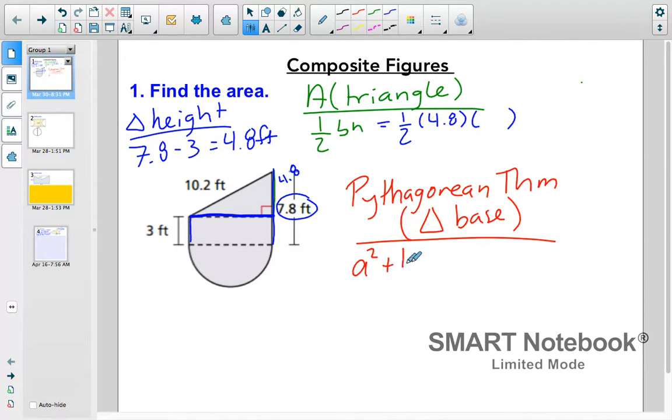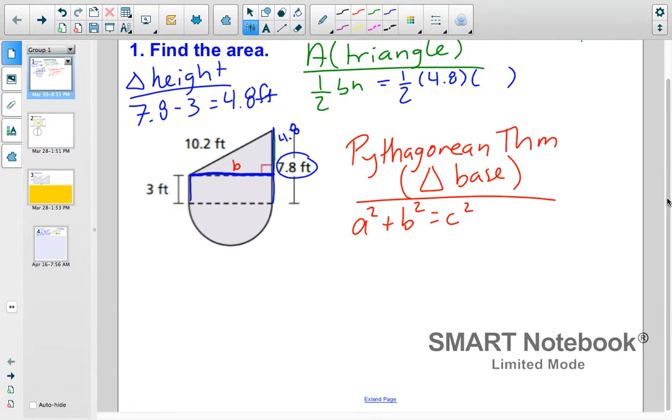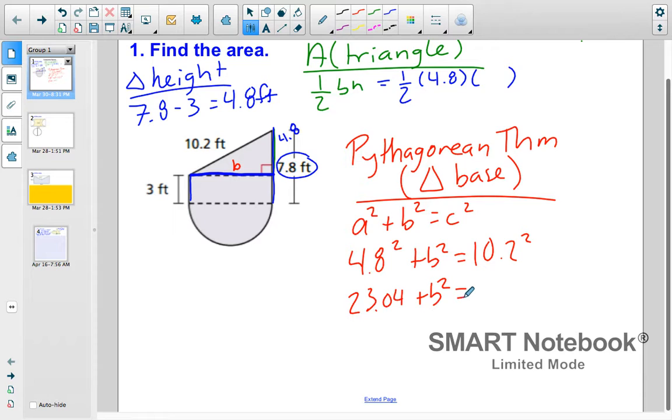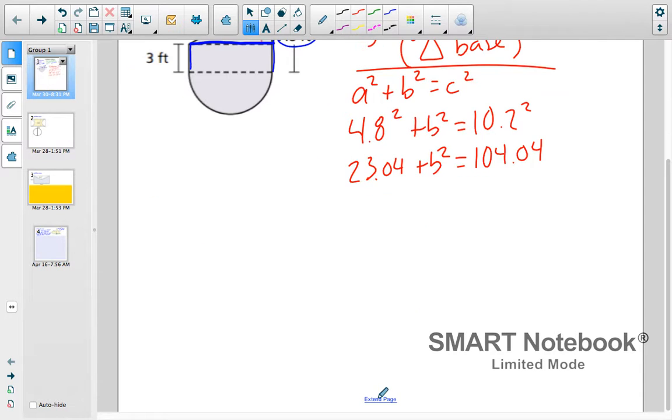Remember, that's a squared plus b squared equals c squared. I'm going to call this guy b for base. So that means a is my 4.8. So 4.8 squared plus b squared equals c squared. C is our hypotenuse, that is 10.2 squared. This is where you get your calculator and start squaring these. 4.8 squared is 23.04 plus b squared equals 104.04. Now we've solved stuff like this in the past before, so I'm going to breeze right through it.